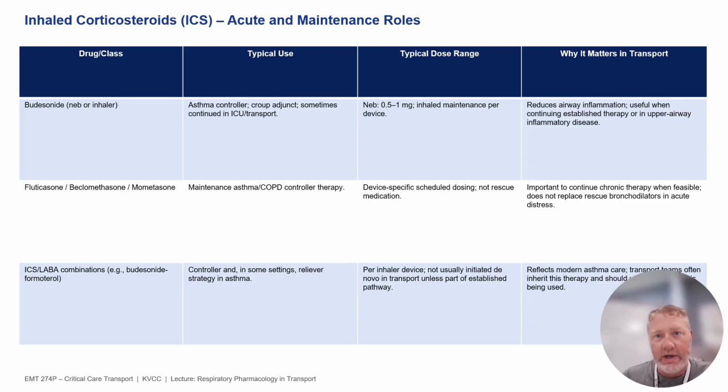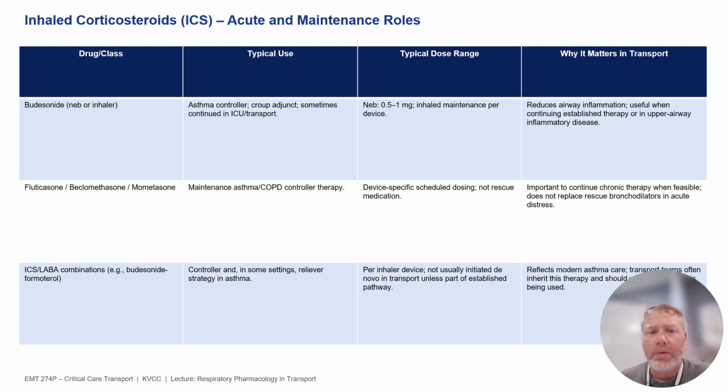Inflammation of the airway can cause swelling. It can cause mucus production. It can cause bronchospasm. But the ICS meds do not treat the bronchospasm. They treat the inflammation. So a lot of times they're used in conjunction with a bronchodilator. So they'll get albuterol and then like Pulmicort, and that's a pretty standard regimen, especially for COPD patients.